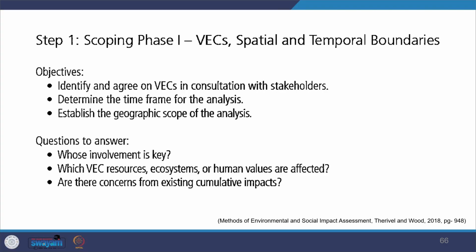There they have identified two phases in the scoping when we deal with it, and then the prime objective, why we do scoping and what things we need to take care of when we are dealing with cumulative effects. So the prime purpose is to identify and agree on the VECs in consultation with the stakeholders. So there can be many VECs, so which VECs will you really pick up, or have you identified the right VECs or not. That is what you need to ensure during the scoping stage.